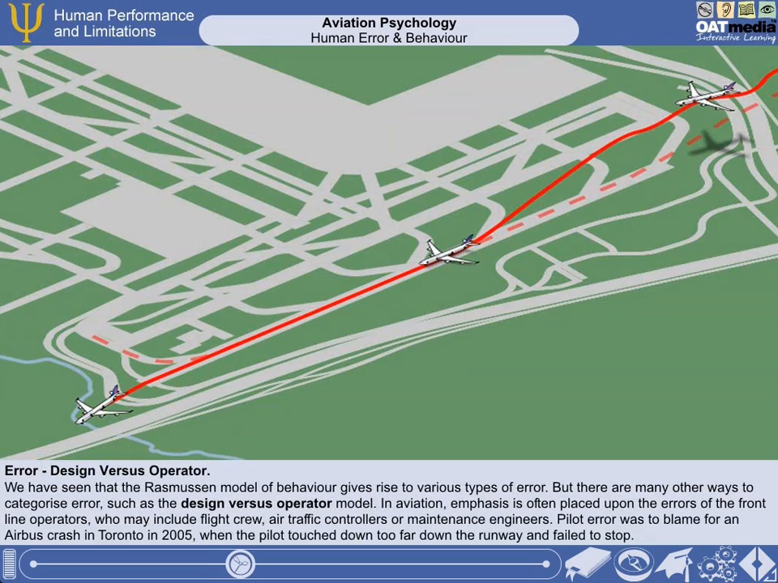We have seen that the Rasmussen model of behaviour gives rise to various types of error. But there are many other ways to categorise error, such as the design versus operator model. In aviation, emphasis is often placed upon the errors of the frontline operators, who may include flight crew, air traffic controllers, or maintenance engineers. Pilot error was to blame for an Airbus crash in Toronto in 2005, when the pilot touched down too far down the runway and failed to stop.